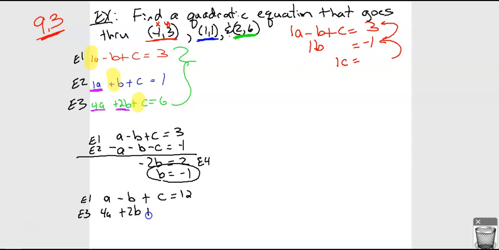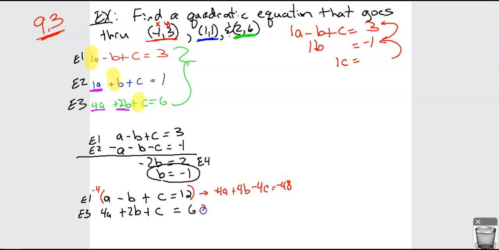Plus 2b plus c equals 6. All right, so if I'm trying to cross out the a's, what I want to do is multiply equation 1 by -4. And so this becomes negative 4a plus 4b minus 4c equals negative 48.